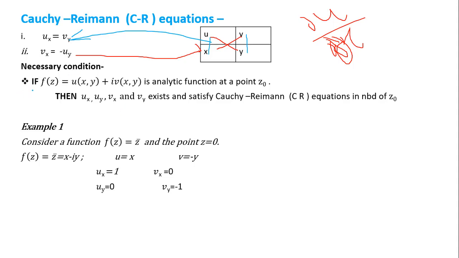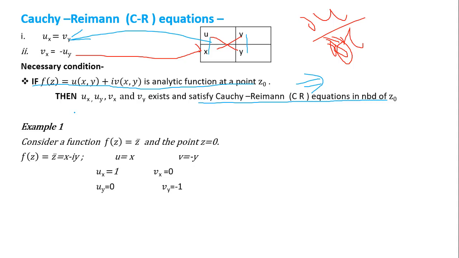But the important thing here is the necessary condition for f(z) to be analytic. Read it very carefully. If f(z) is analytic, then ux, uy, vx, vy exist and satisfy the CR equation. If this is analytic, then this. This is one way. We will understand how to deal with this necessary condition with the help of examples.